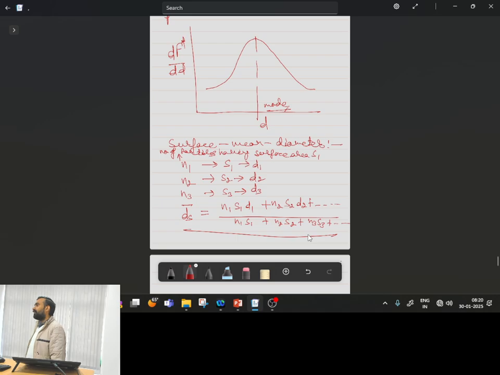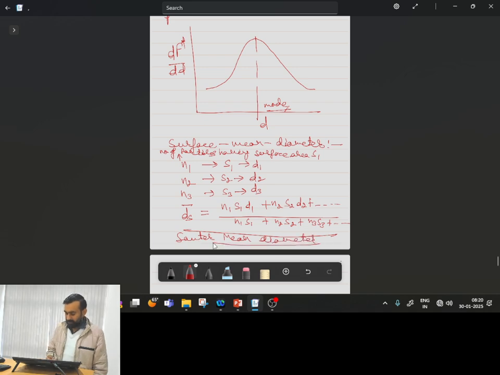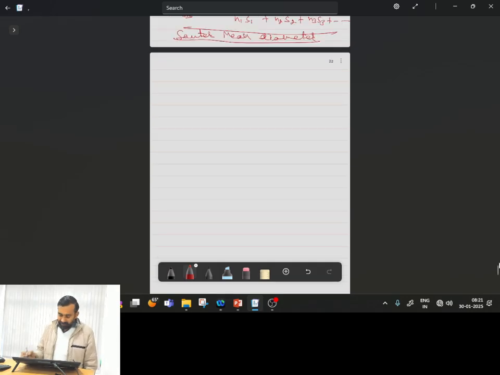And surface mean diameter is an important parameter. It is also called the Sauter mean diameter. This surface mean diameter, also called Sauter mean diameter, is an important parameter which we use when we characterize our hydrodynamics and heat and mass transfer from the particles. Then another way of characterization can be the mean surface diameter.